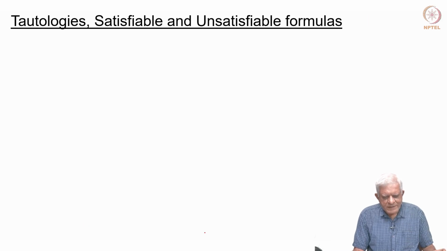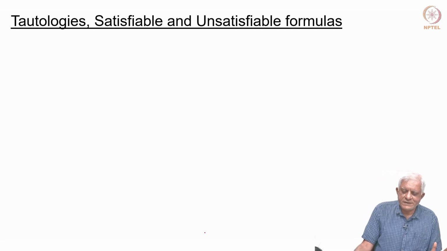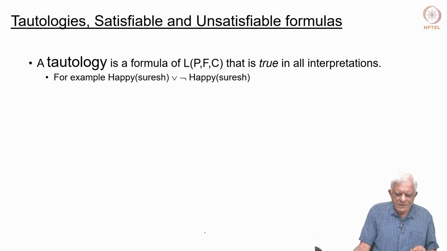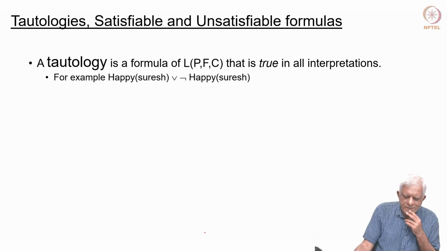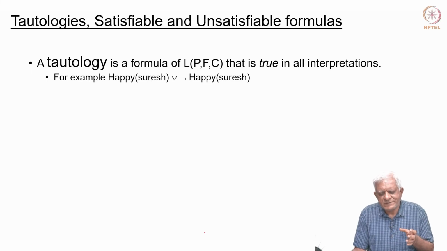And these terms that we had seen earlier, tautologies, satisfiable and unsatisfiable formulas, also have definitions here. A tautology is a formula of the language that is true in all interpretations essentially, which means, see, in propositional logic, I am kind of repeating this a little bit. In propositional logic, when you said all interpretations, it means all valuations essentially.